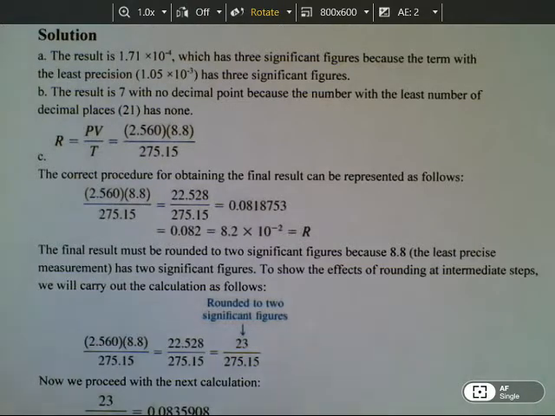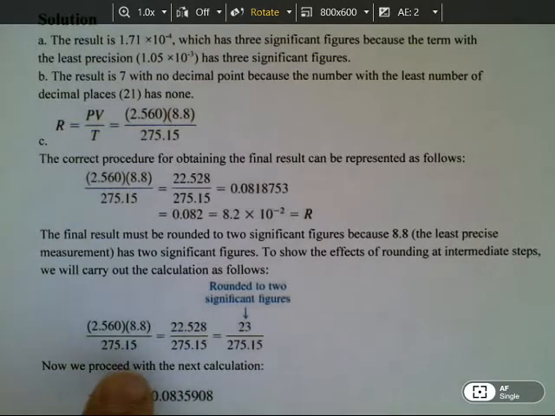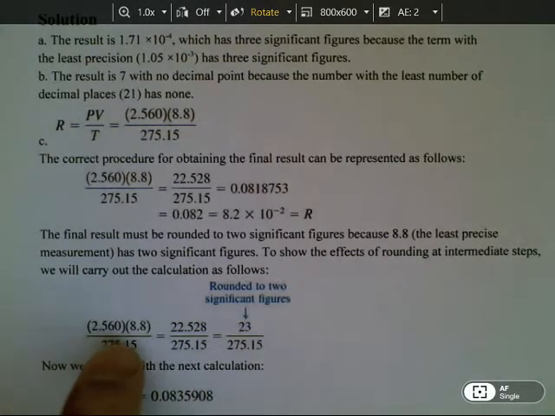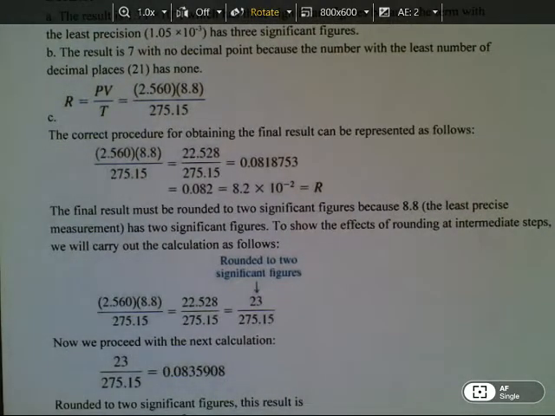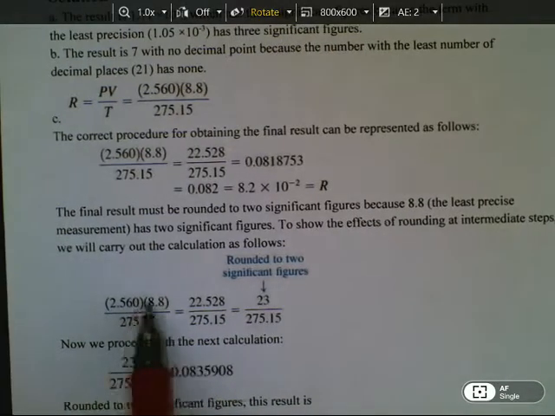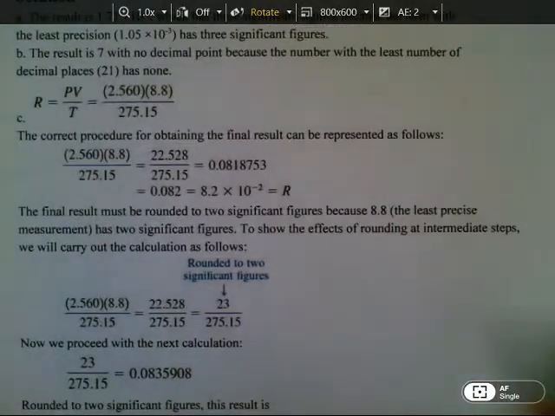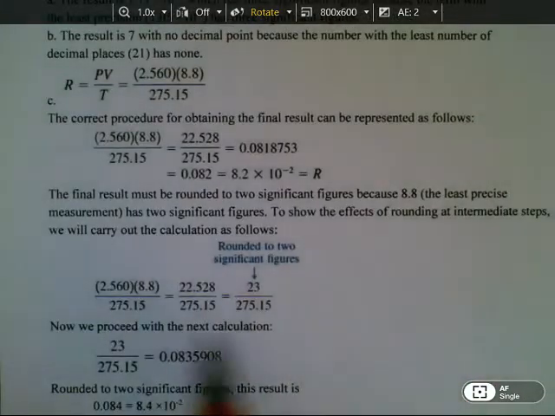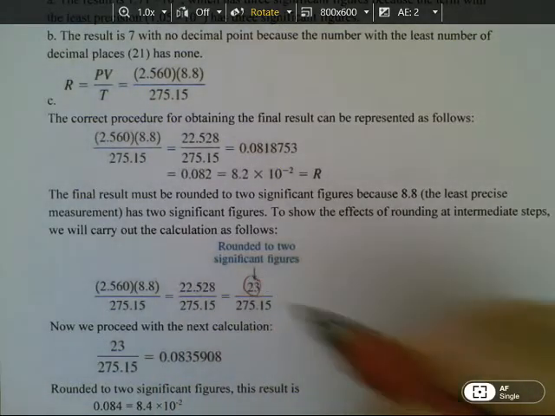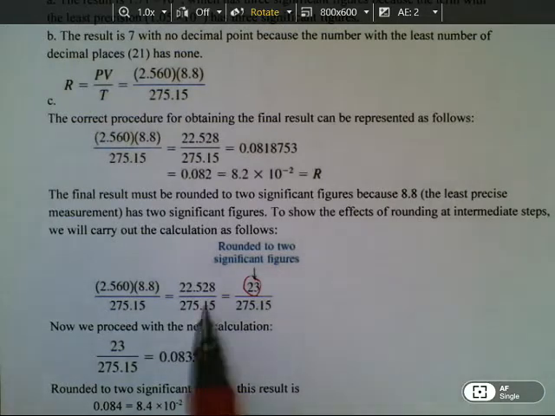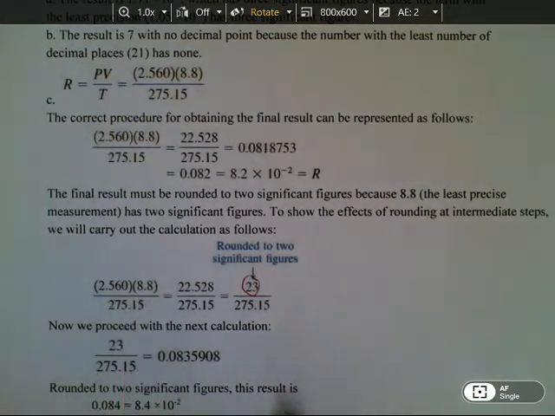So, if we start with this first multiplication right here, the 2.560 multiplied by 8.8, we're going to get 22.528, but we need to round after this. That's what I mean if we round at intermediate steps. This is an intermediate step, the first step that we've taken. If we round after this, we would round this number to 23 because it has two significant figures. We determined that we need two significant figures because of this 8.8 only having two significant figures.